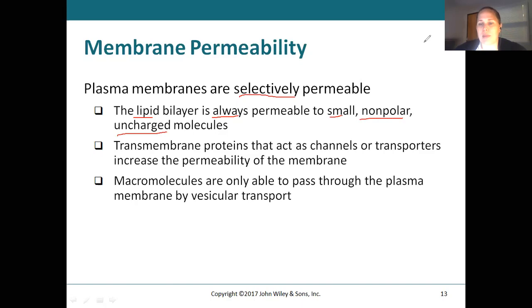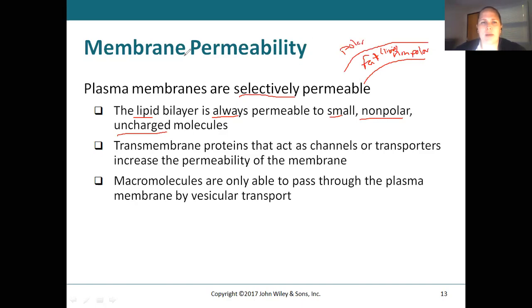So if we think about that plasma membrane, you've got those lipids on the inside that are water hating and non-polar. And then on the outside of the cell you have those phosphate heads that are water loving and polar. So you've got that nice fatty layer around the cell.